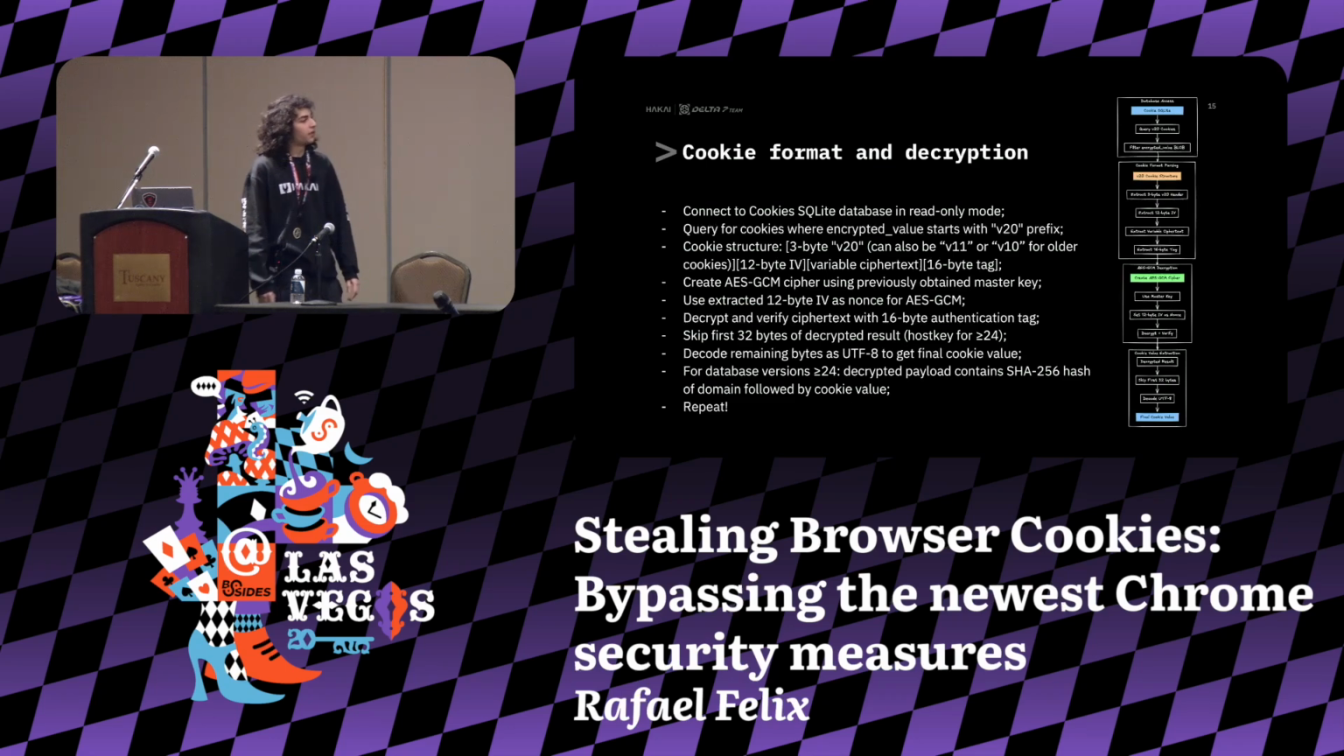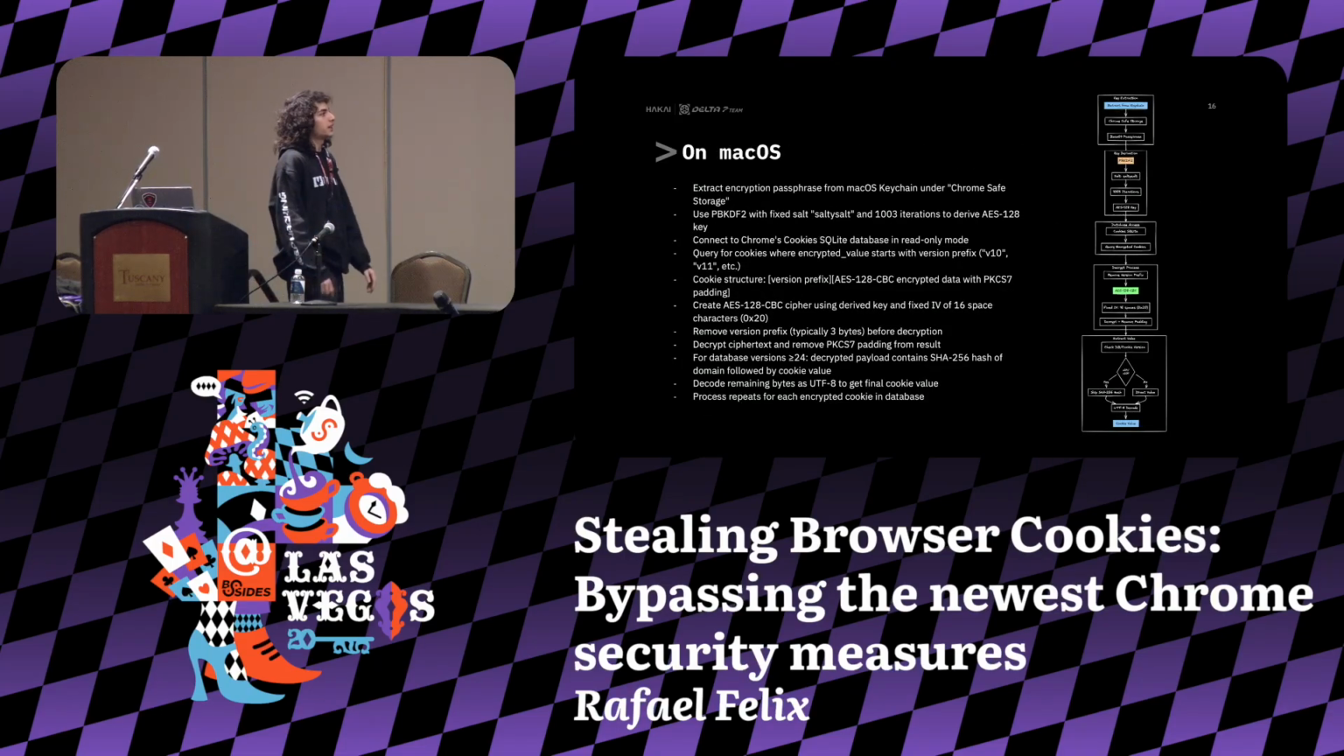tag, skip the first 32 bytes of the decrypted result, which for database versions higher than 24, in case of last year, roughly, the newest ones, the cookies are now followed by the host key on the start. So you have to validate the host key, then skip the 32 bytes to decode the remaining bytes and get the final cookie value. So yeah, I say here, the decrypted payload contains the SHA-256 hash of the domain followed by cookie value. We then repeat the process for every other cookie, as you guys can see on the diagram too.